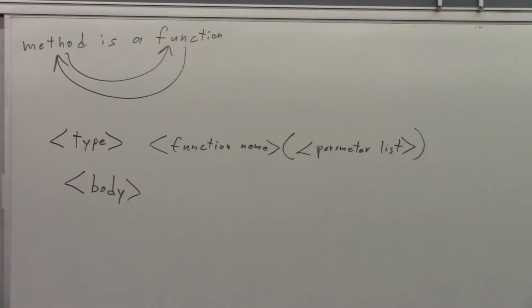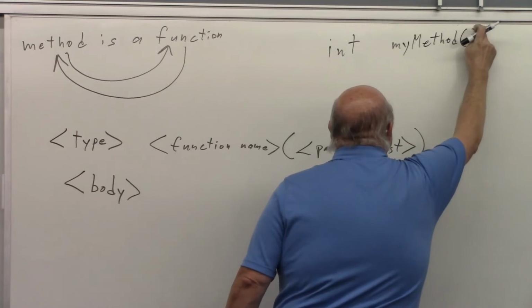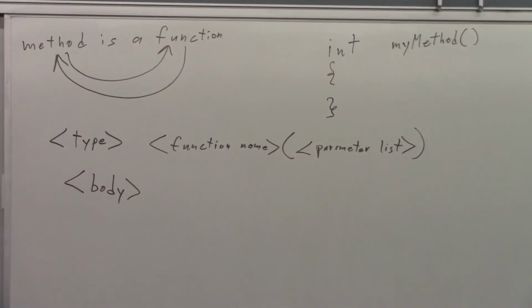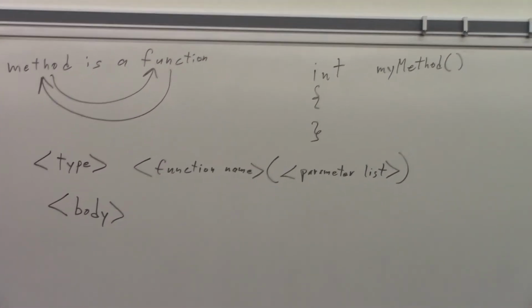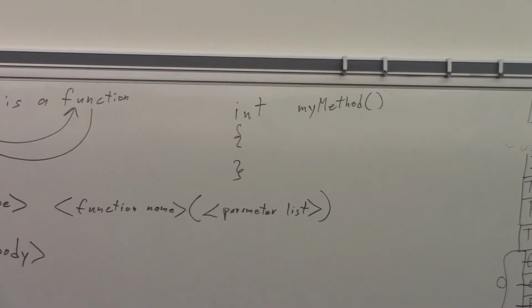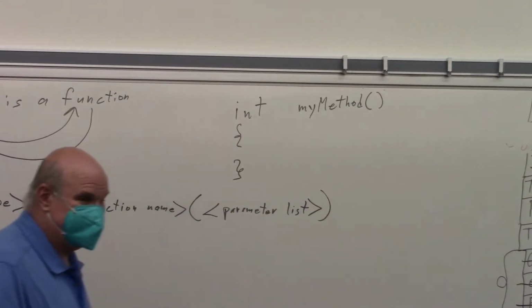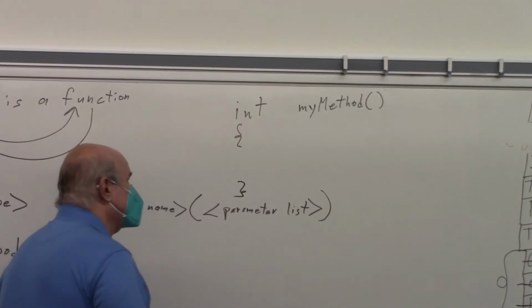So, let's do a simple example. Int my method, paren, so the parameter list can be empty, but the parens are required. The parentheses right here are required. The parameter list can be empty. We'll move on to non-empty parameter list in a moment. And then you have the body of your method.